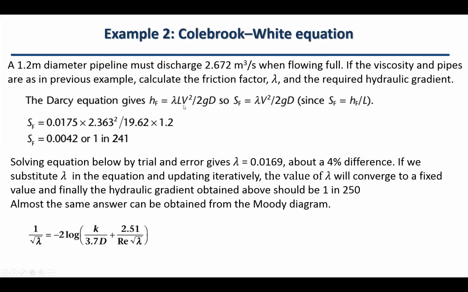h_f is lambda L V squared over 2gD. If you divide both sides by L, the left-hand side is h_f over L. The h_f over L is the hydraulic gradient, or S_f. We can write S_f. And on the right-hand side is lambda V squared, L has been cancelled out with the L that we divided on both sides. So lambda V squared over 2gD. So S_f, or the hydraulic gradient, can be easily calculated.